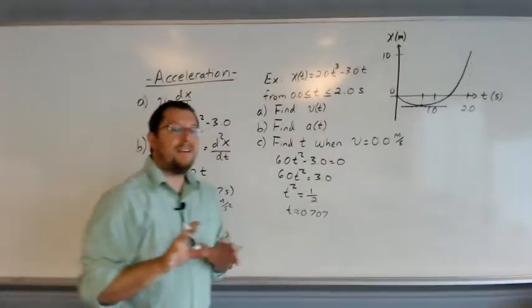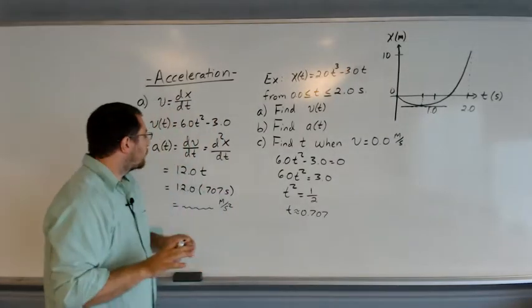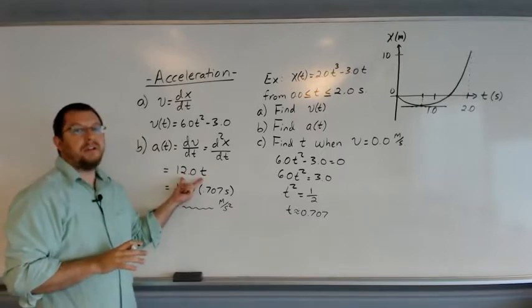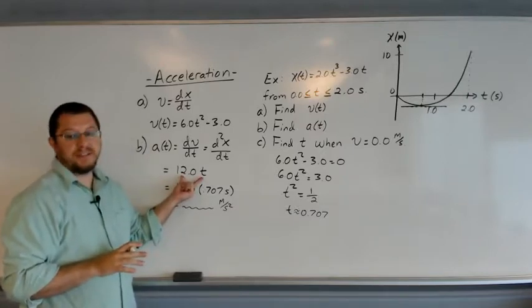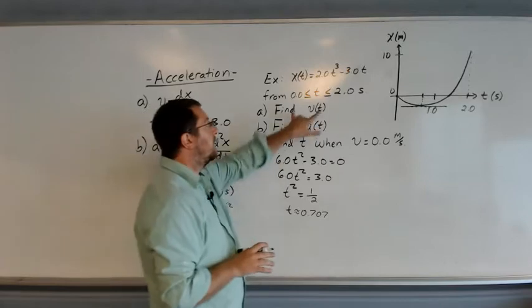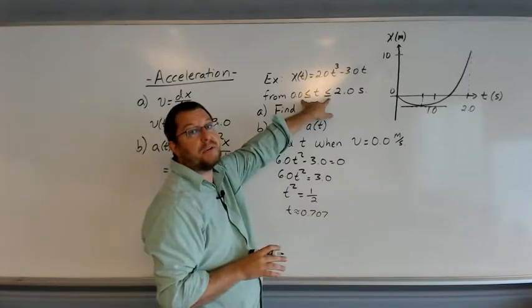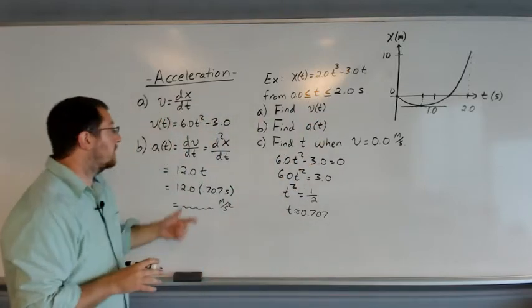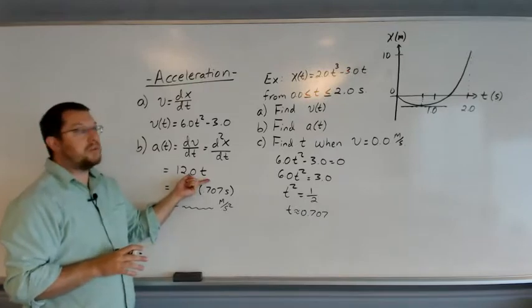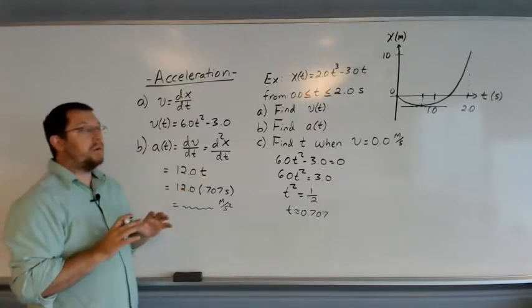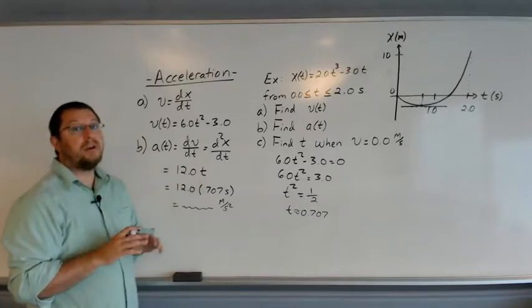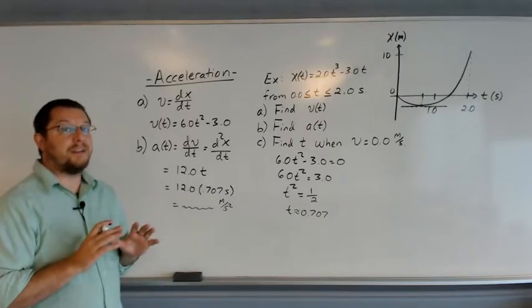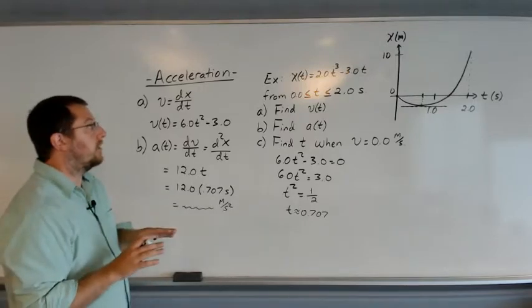Now, one thing to note, okay? Our acceleration is always going to be positive. We're restricting our values to between 0 and 2 seconds. And so if I plug in 0 and 2 seconds down here, I will always get a positive number. So I'm constantly accelerating. I'm not decelerating at all.